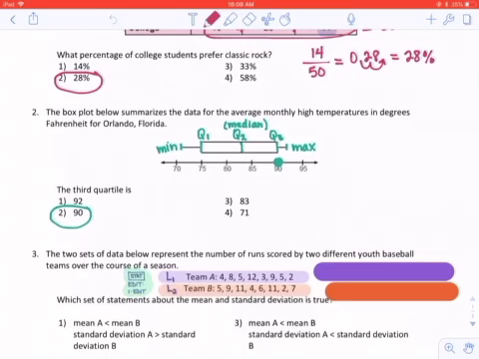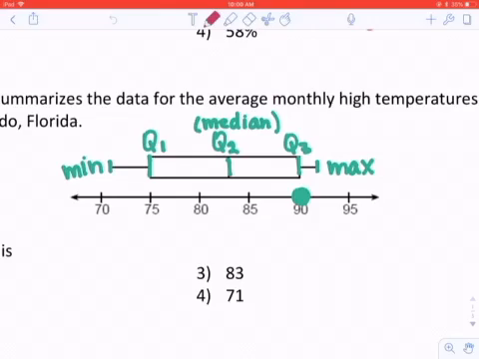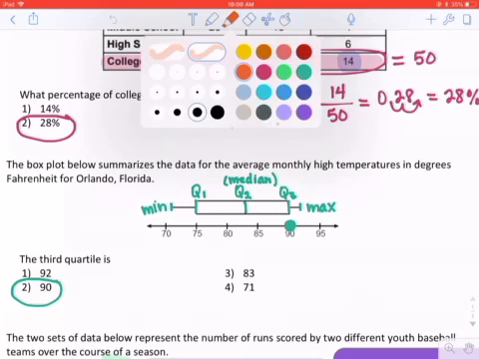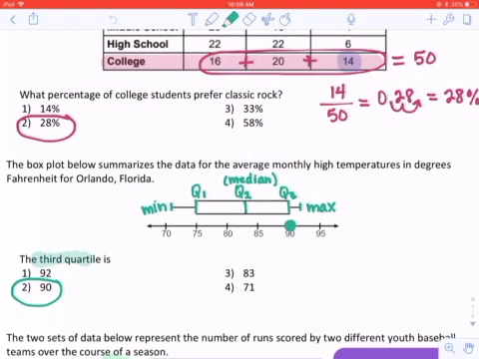For number two, what I want to do is point out all of the important pieces of your box plot. This is asking you for the third quartile, which is right here. And so here are all the pieces of our box and whisker. This is the minimum, the lowest point, first quartile, first 25%, second quartile, or the median, or the first 50%, the third quartile right here, the 75% of the data, and the maximum value right here. So the third quartile lies at 90.